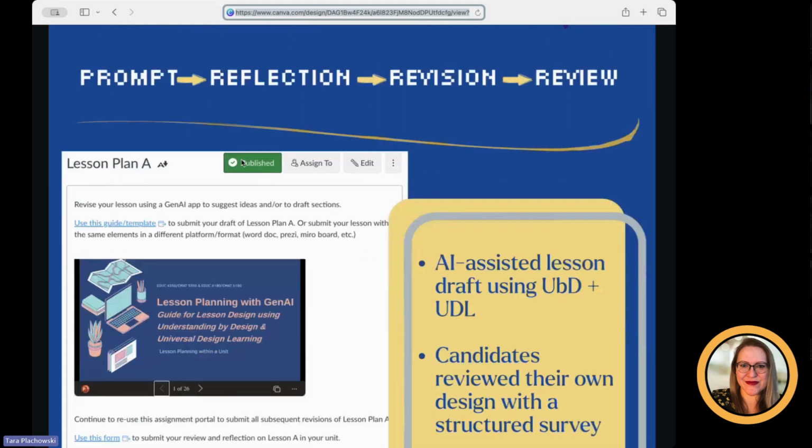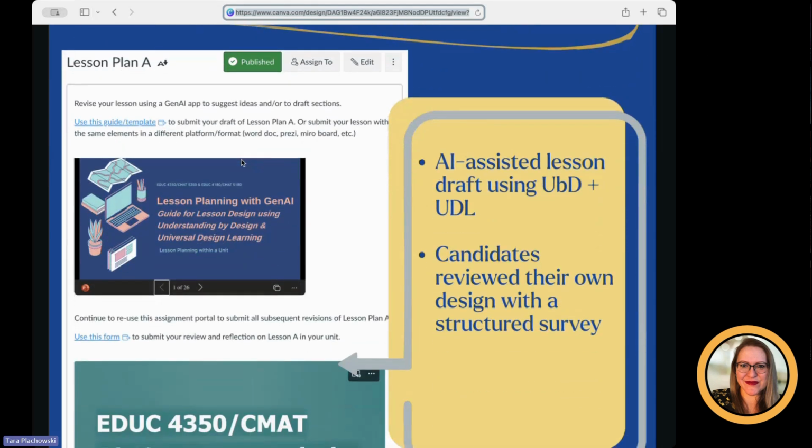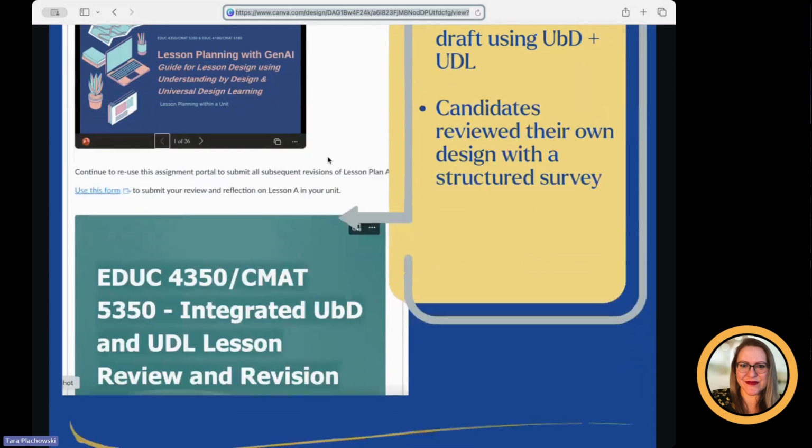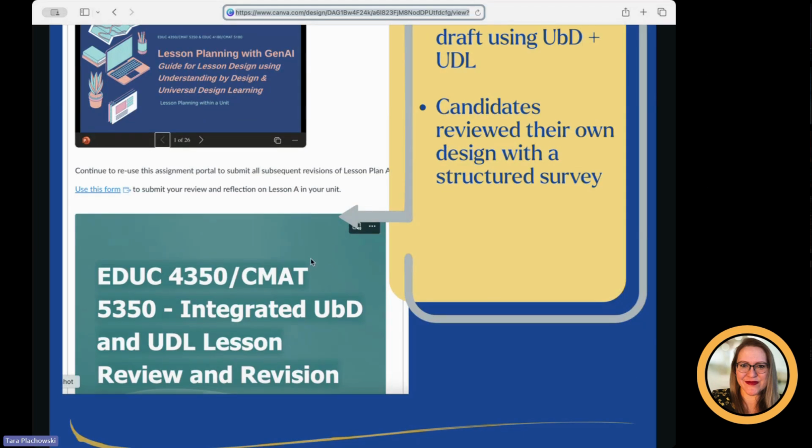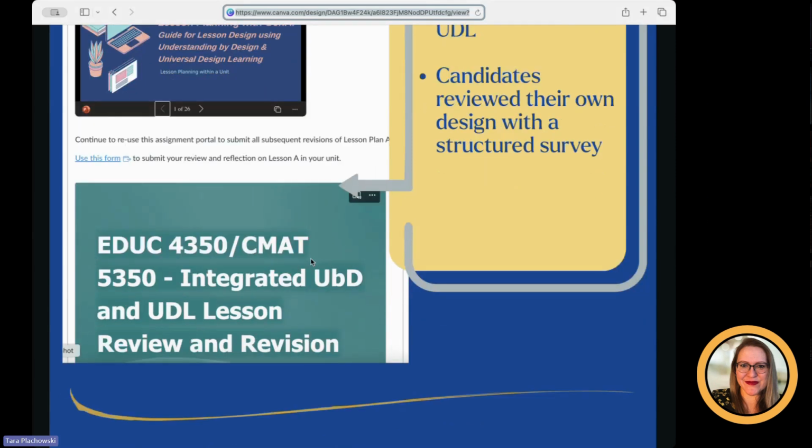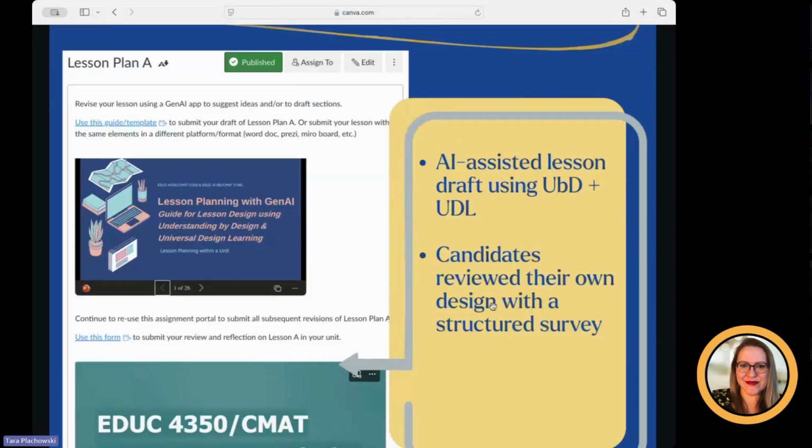To do that, I create a template that guides them through the lesson plan process. I invite them to use AI, and we do it a little bit together in the beginning. After they draft a lesson plan and turn in that product, they also have to complete a survey where they reflect on the product that's been created. I use two key ways to have them do this.